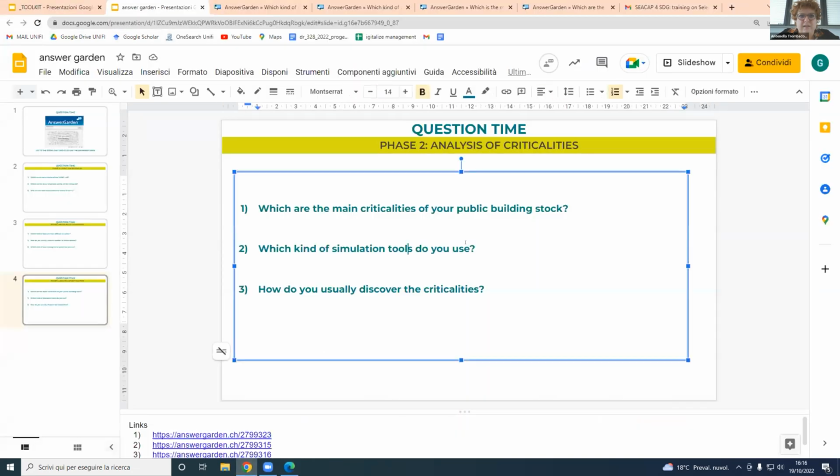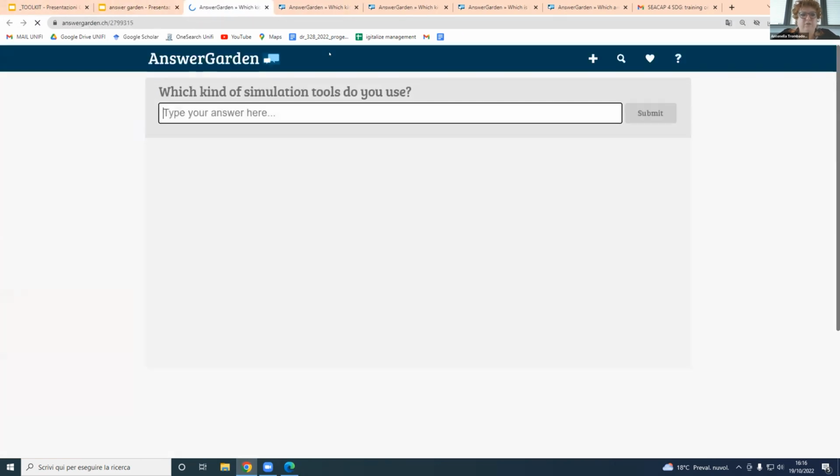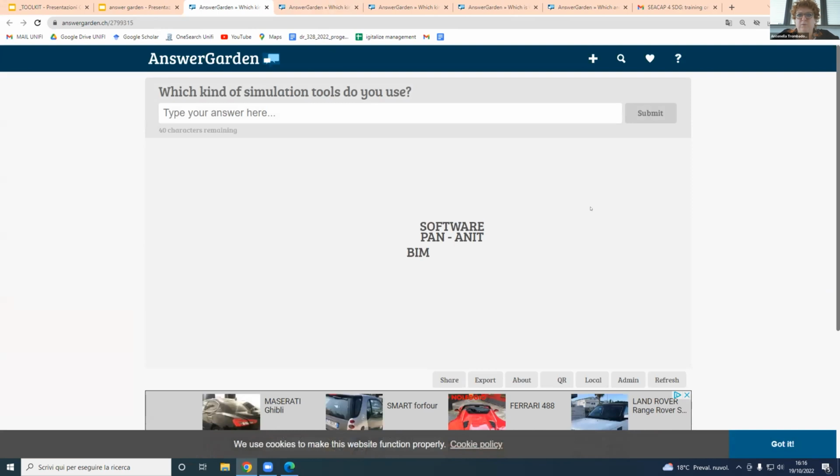Thank you for this question, and maybe the second one is more technical. But do you know if there are any simulation tools, or if you use any simulation tools to evaluate the criticalities? So if you know that the building has been simulated in a virtual way or by creating a digital twin, not only to simulate the energy performance.